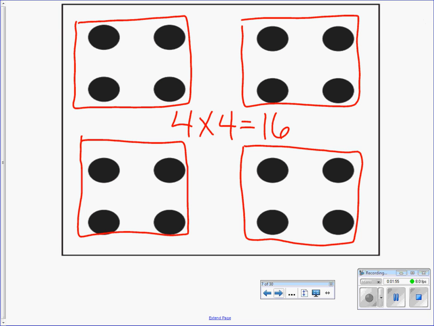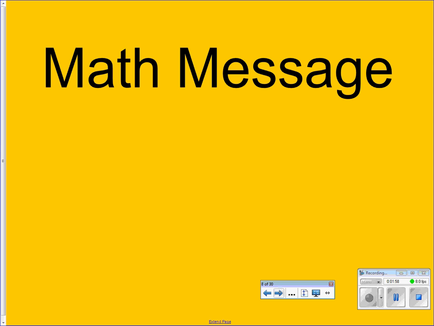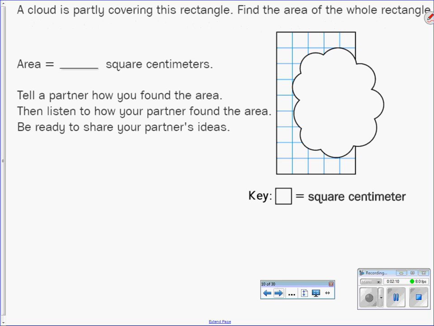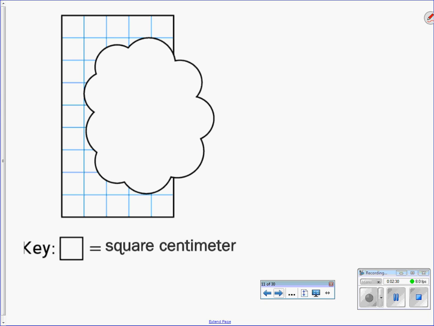That's all we have for our warm-up today. So let's get started on our math message. First, I want you to turn to Math Journal page 124. On 124, we are going to find the area of the whole rectangle. You see this rectangle here, and it has a cloud that is partially covering it. So let's look at that.